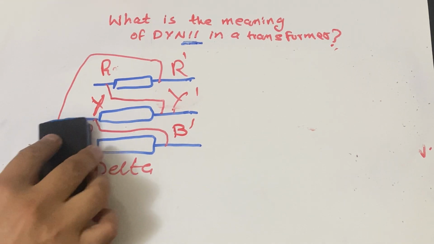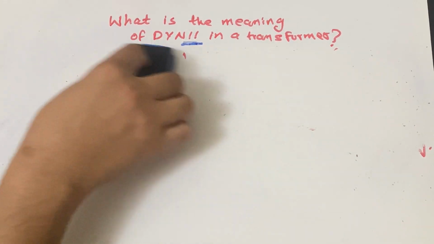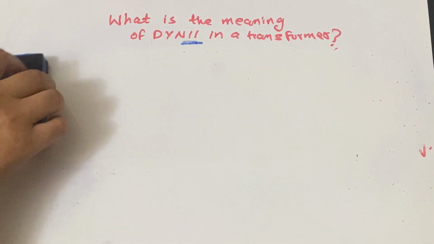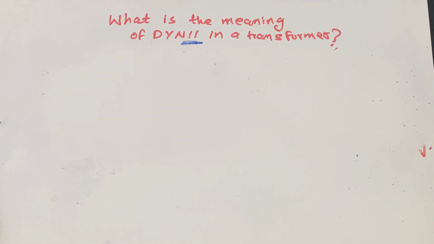Then I will also draw a star over here. In delta, you should remember there is no neutral wire. In industries, mostly delta is used. If you use star at industries, then there is no need for a neutral wire, because induction motors and DTC all are balanced. If they are balanced, then there is no need for a neutral wire.